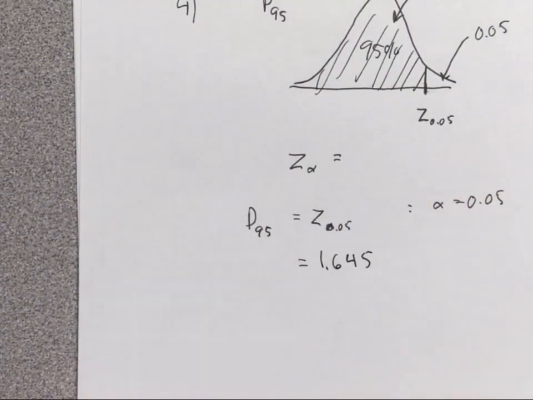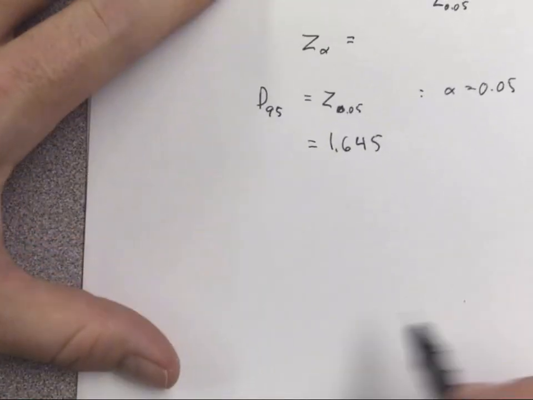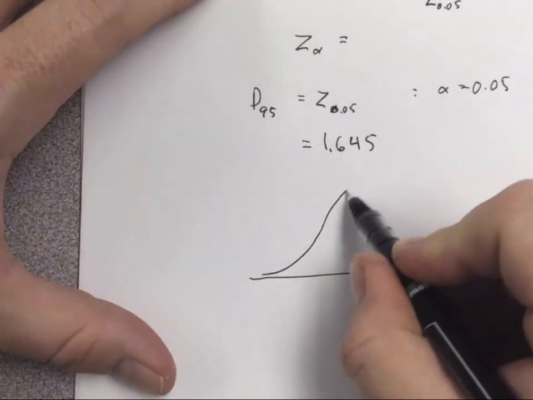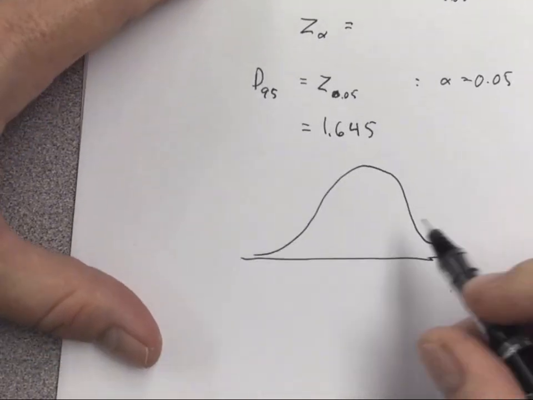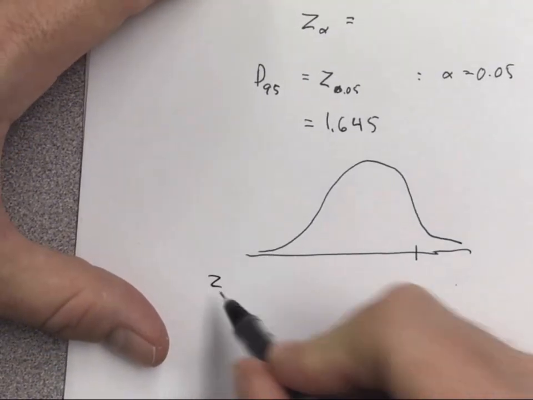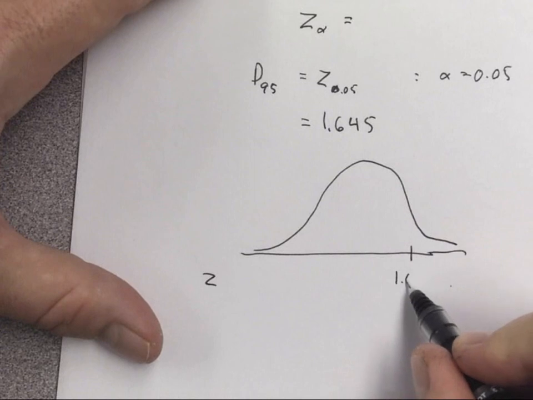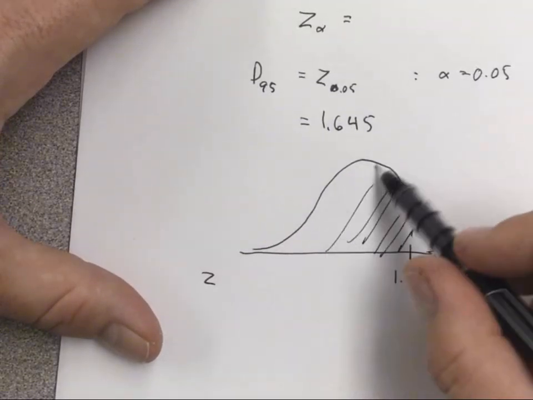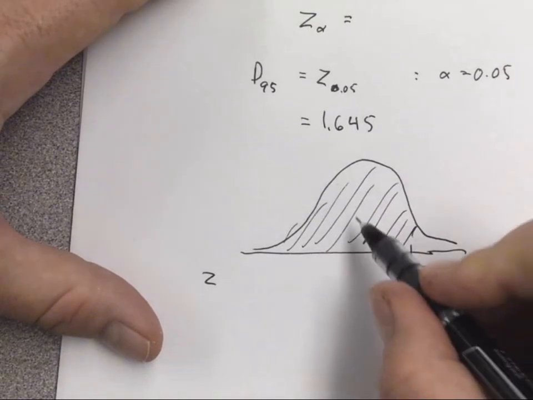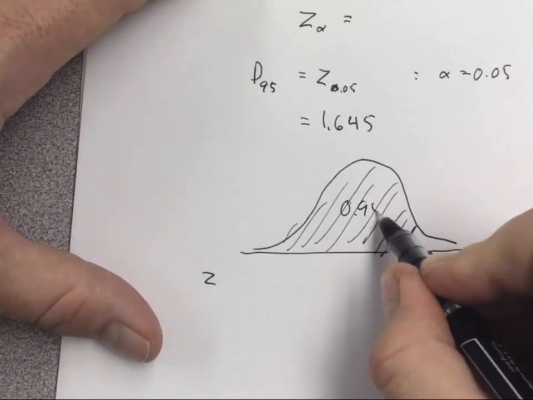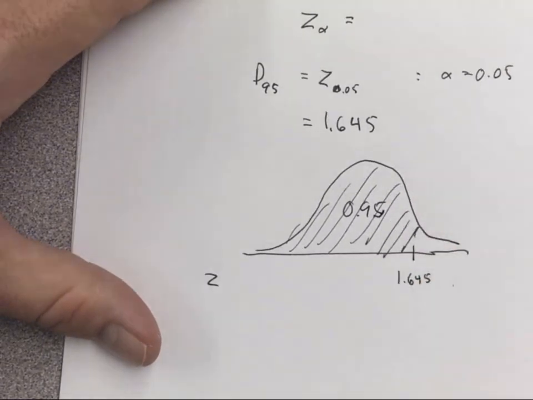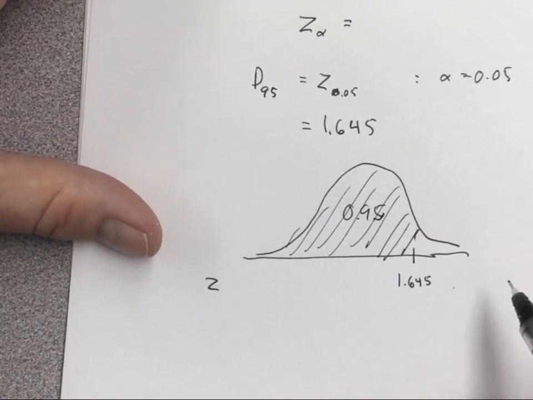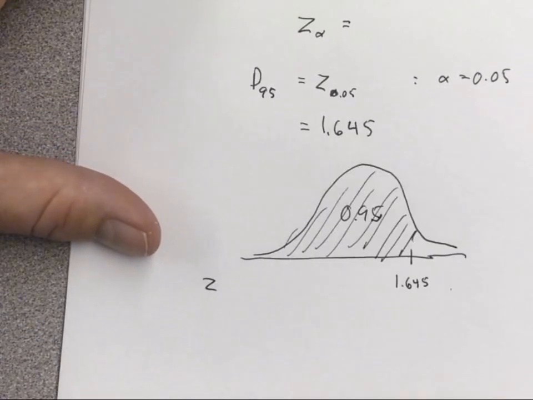So what that means, if I have a bell-shaped curve and I find z, remember this is the z-axis, if this is 1.645, what I know is the area to the left is what? 95%, right? So this is 0.95. So you're at the 95th percentile. Is that clear? So the area to the right here is 0.05.